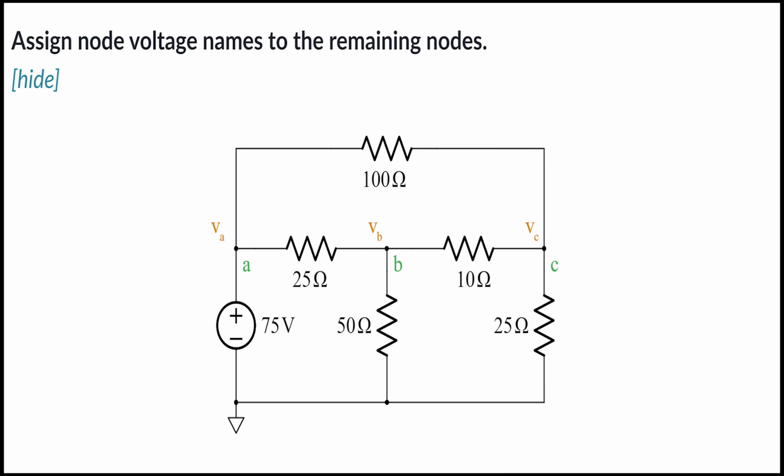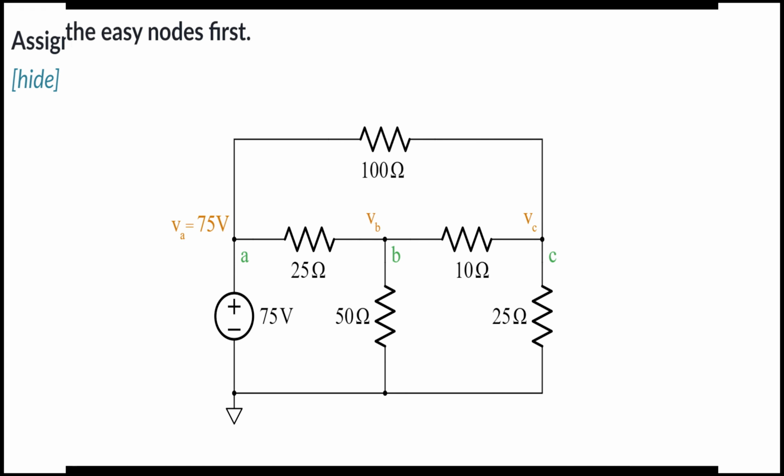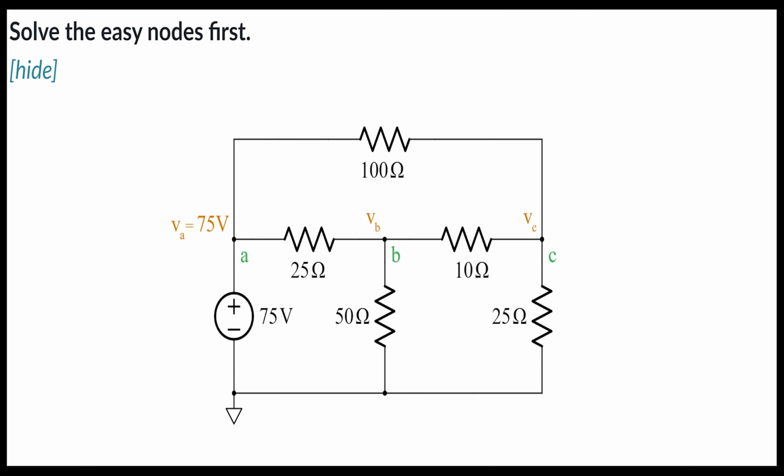The next step in node voltage analysis is to assign node voltage names to the remaining nodes. Name all voltages using the known voltages. If this cannot be done, reevaluate your ground node. Ideally, you would have one unknown V to solve for, but it's okay to have multiple. You will just have to solve for two or more unknown voltages using systems of equations. Here in the picture, our VA is known as 75 volts, while VB and VC are unknown voltages that we still need to solve for.